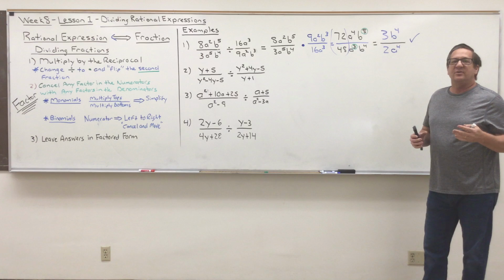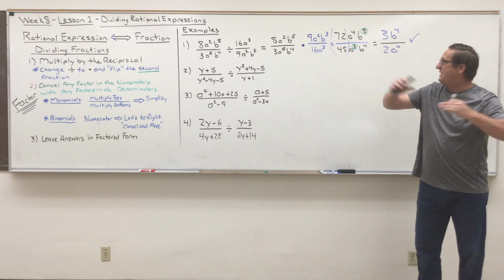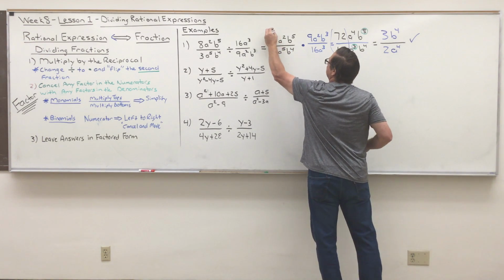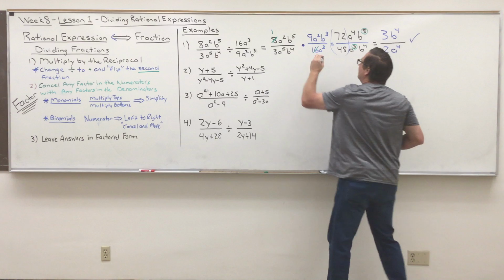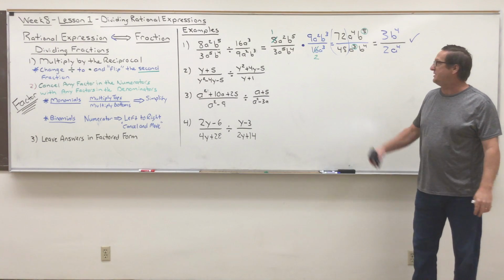Now, what I was saying earlier, what you might see some teachers tell you is that you could do the old cross cancel, or cancel top and bottom. So you can see a teacher do that: 8 goes into 8 once, 16 goes in twice.